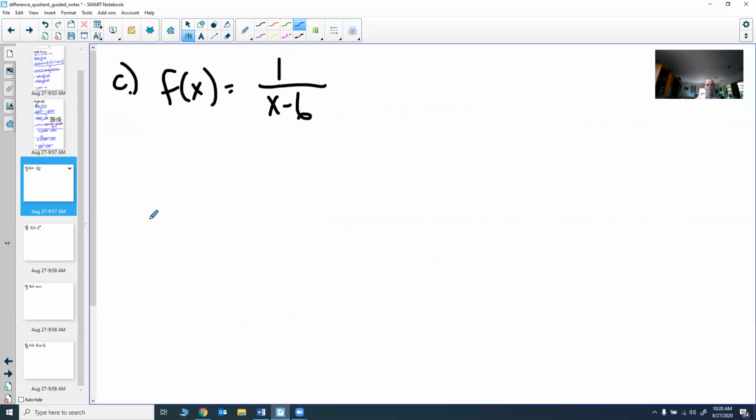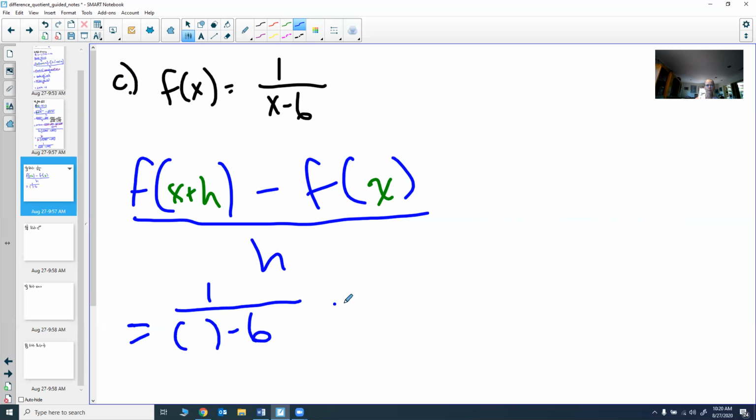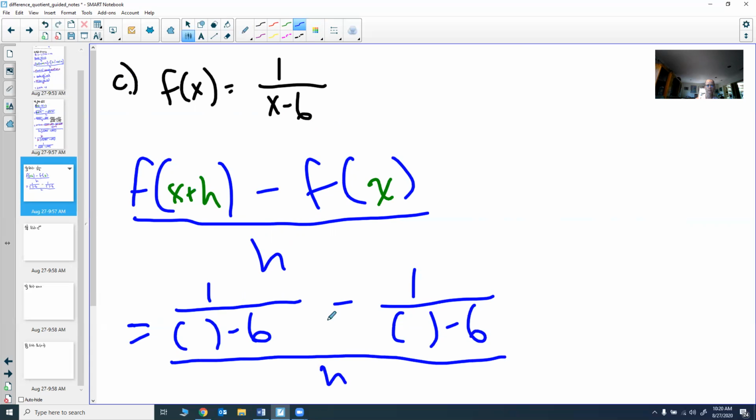Let's look at this one. So again, I'm going to start off with my difference quotient. So I have f of something minus f of something all over h. The first something is x plus h. The second something is x. My function is 1 over something minus 6, so it's 1 over something minus 6 all over h.